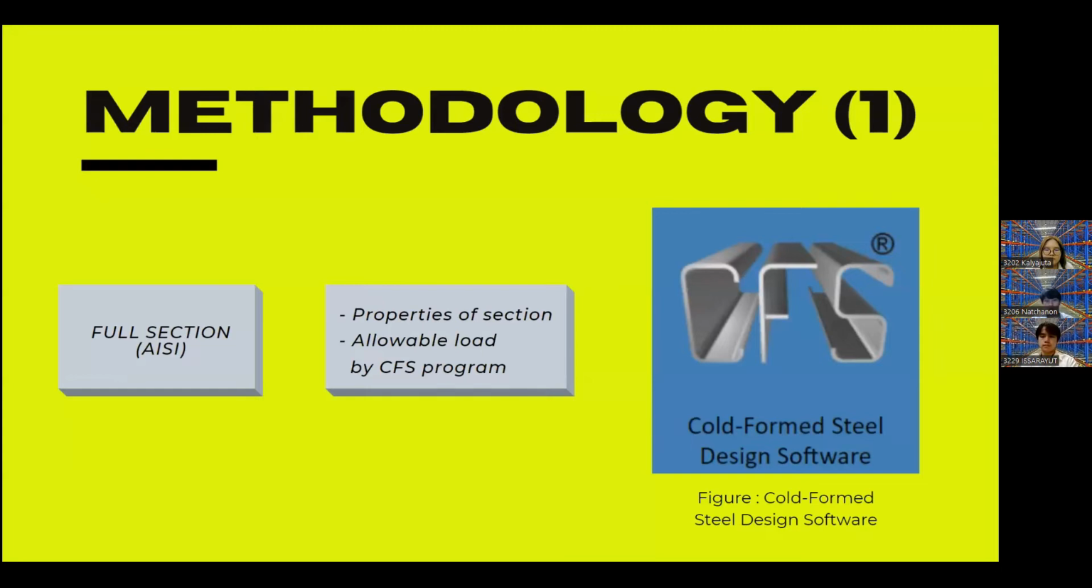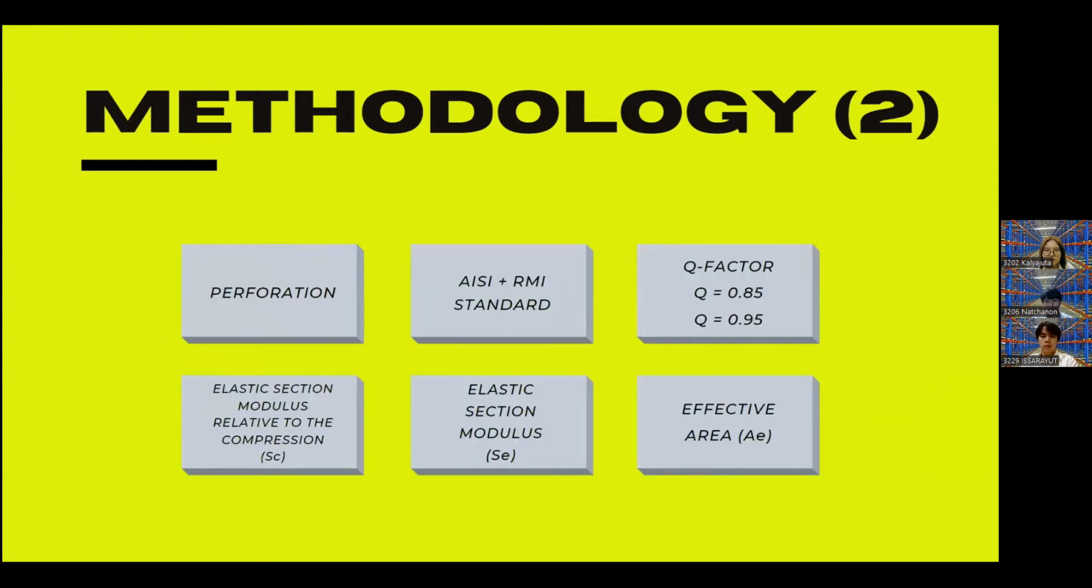For methodology, we will calculate the full section by the AISI standard. We calculate in the program CFS, which you can see on the right-hand side. We will get the properties of each section and the allowable load in full section. Next, we will calculate the allowable load in perforated section by AISI and RMI standards. With this Q factor, we apply the RMI standard to both section modulus and effective area.